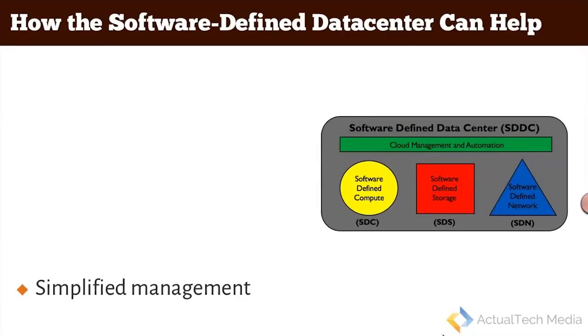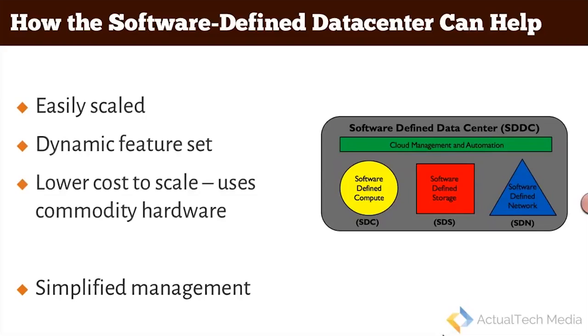So how can the software-defined data center help you? Simplified management in the data center, easily scaled, a dynamic feature set, lower cost to scale, uses commodity hardware, and vendor flexibility. So by doing things in software, you can dynamically scale out, for example, your storage needs to different types of commodity hardware. So it's a lower cost. You don't have dedicated storage from a SAN or NAS vendor. You have great flexibility in these different silos.